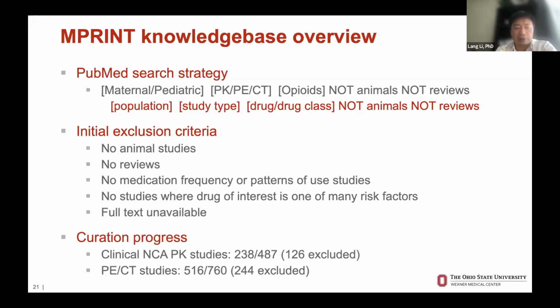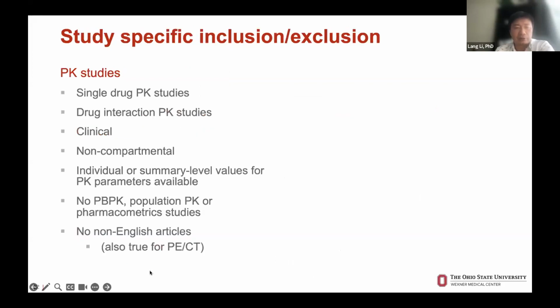For the curation process, in this case, we are focusing on the PK study and the PE study. For the PK study, we have additional inclusion criteria: single drug PK, drug interaction PK, clinical studies, non-compartmental models, and individual or summary data values for PK parameters. We don't do PBPK models. I think that is what the modeling pharmacometrics core is going to try to achieve. Obviously, we will only focus on studies in English.